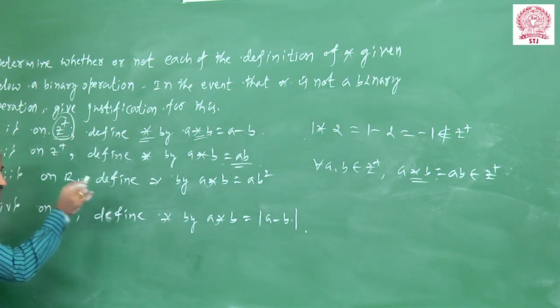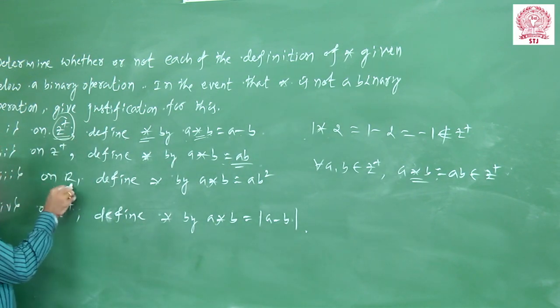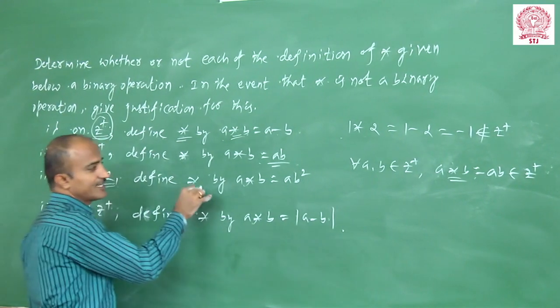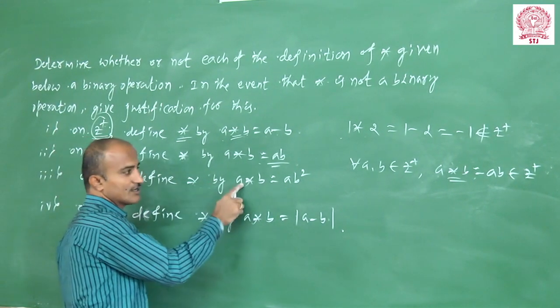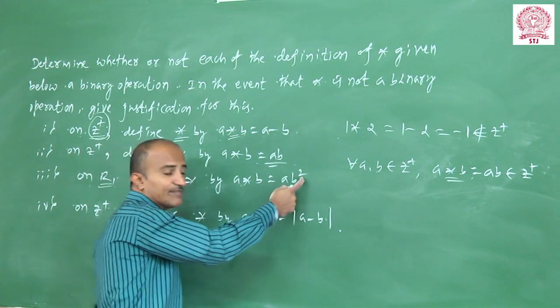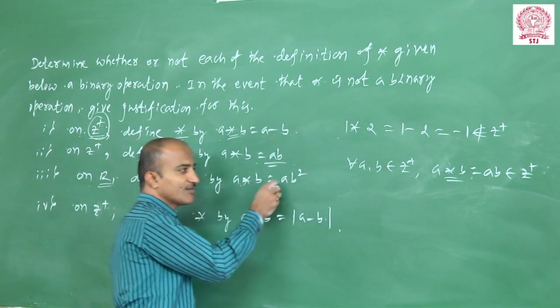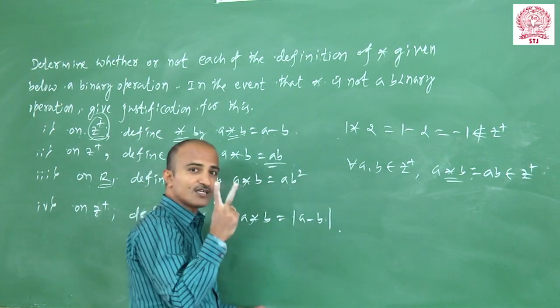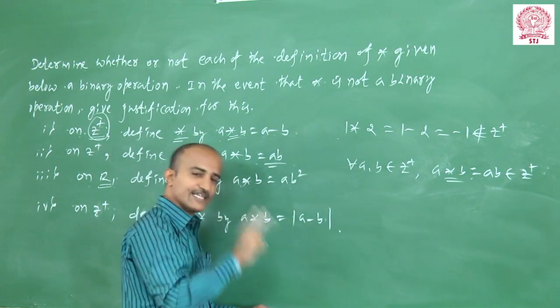Now, in the third example, on R, the set of real numbers, define A star B as A B square. A star B equals A B square. Clearly, the product of any two real numbers is a real number.